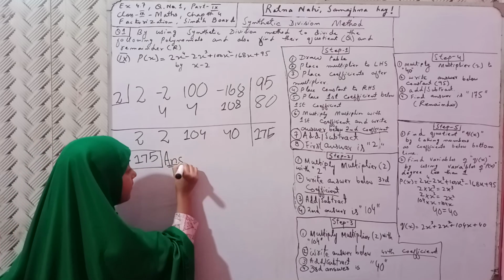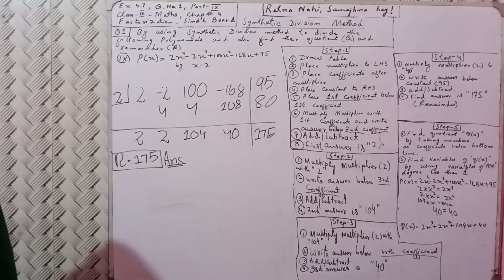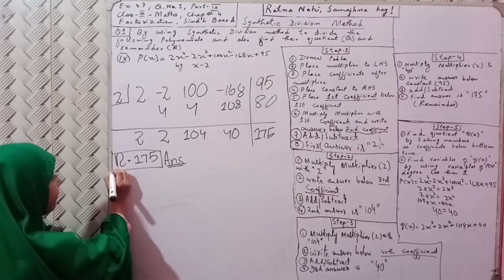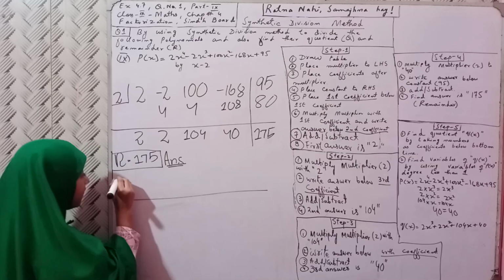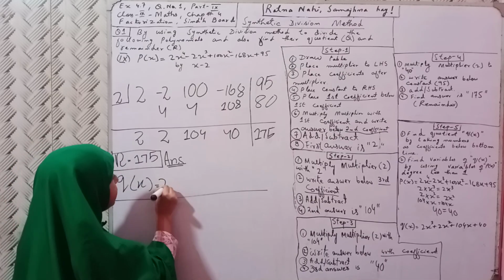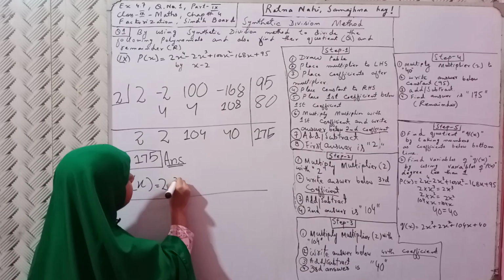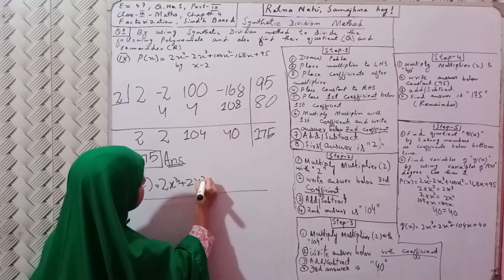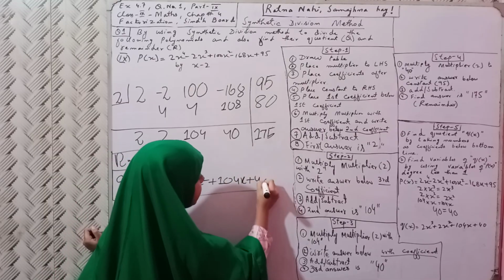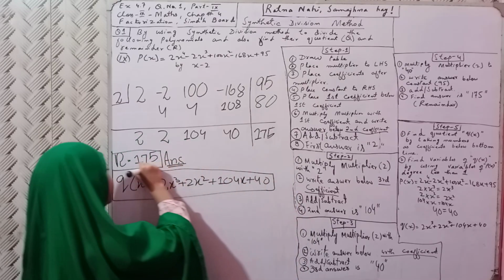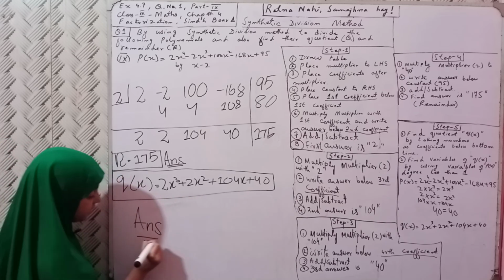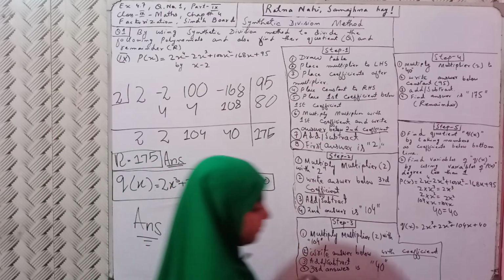Now let's check from the answer. First of all, we have still not found the question, so let's find the question and go ahead. First of all, I am writing this: 2x cube plus 2x square plus 104x plus 40. And you can ask where we took this. I will tell you here. I am removing it.